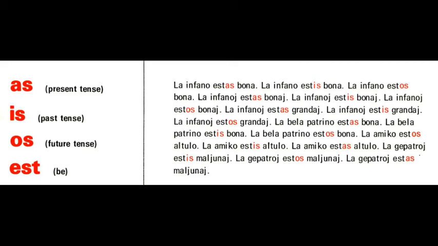Actions take place in time. They may be taking place now, and this is the present tense. They may have taken place previously, and this is the past tense. Or they may still be about to take place, and this is the future tense. In Esperanto, the ending which indicates the present tense is as. That of the past tense is is, and of the future tense, os. At this point, we learn one more root. It is the root est, which means be.